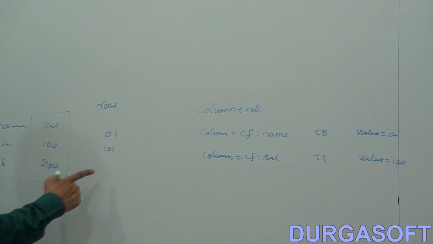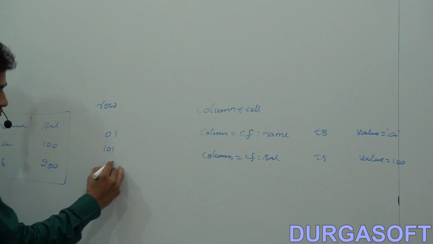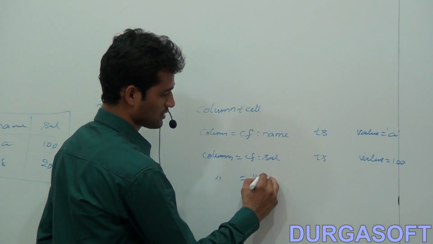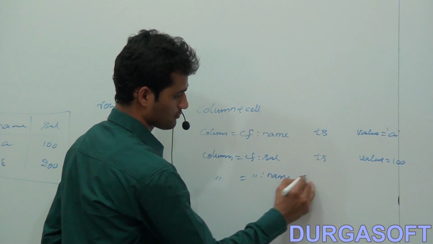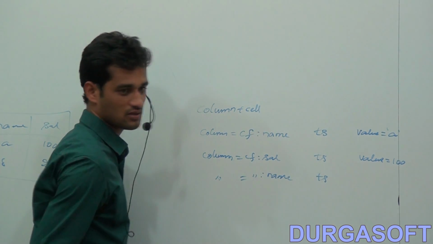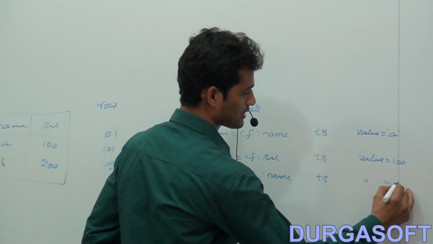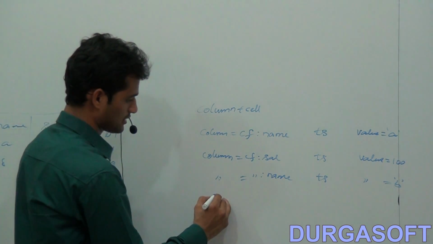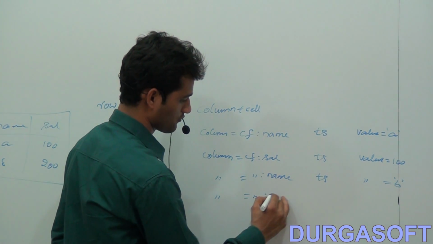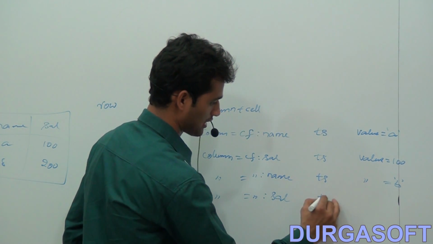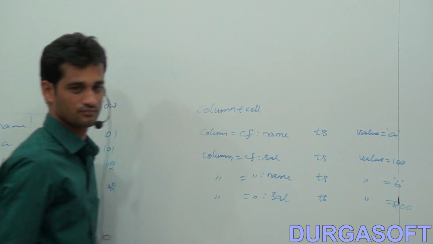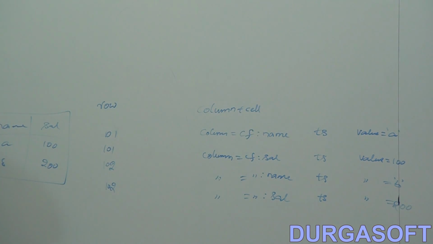Okay, next again it is giving 102 some column. And here it is giving CF:name, timestamp, as well as some value. What will be given here? B. Next, 102 only will be there, and it is giving column equal to the same CF, and salary, and timestamp, value is equal to what? 200.